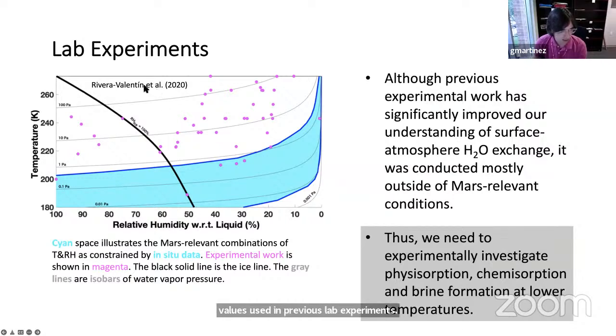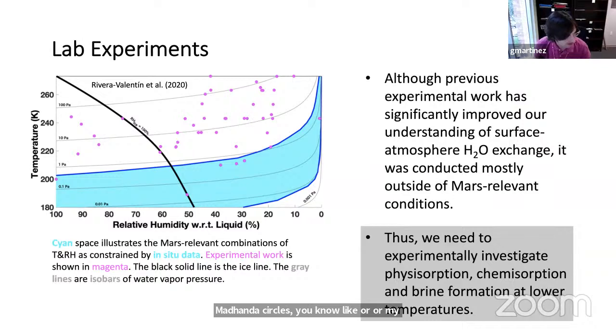And again, these are greatly summarized in the white paper by Edgar. What you can see is that these magenta values are not quite inside the Mars relevant cyan space. And I want to make the clarification that it's not that previous laboratory investigations were not aware of this. Indeed, I am one of those magenta circles, or my group.